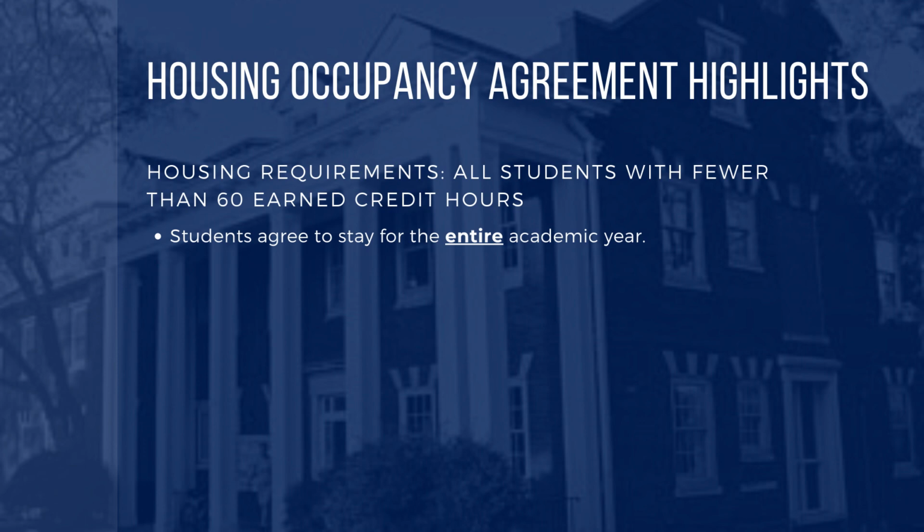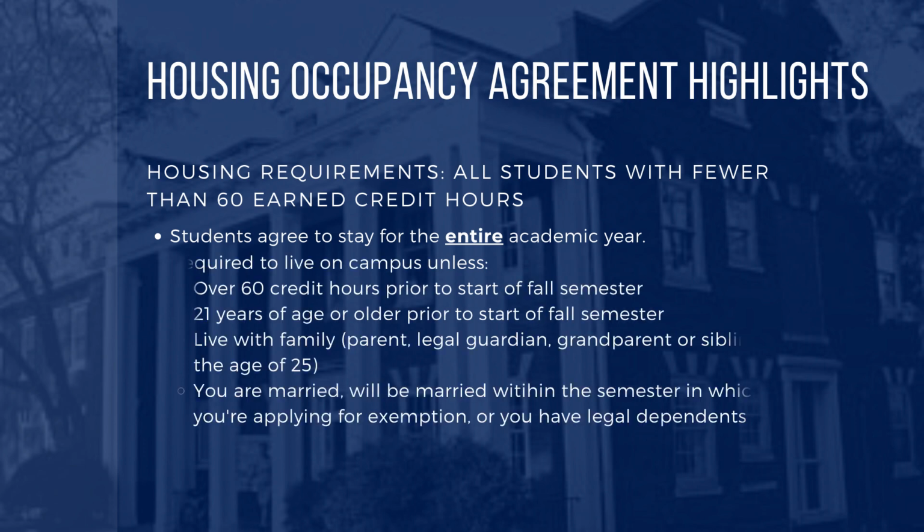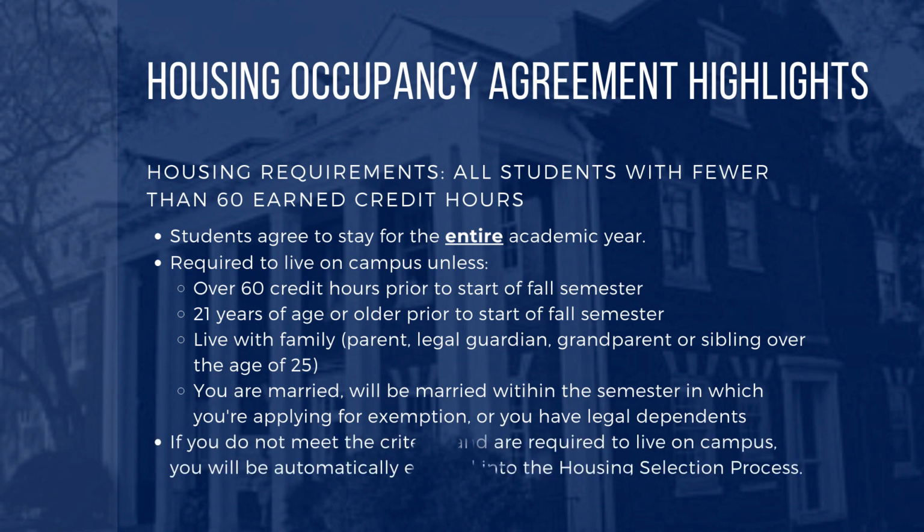Here are a few things to know regarding the Housing Occupancy Agreement. Students are required to live on campus unless you have over 60 credit hours prior to the start of the fall semester, you will be 21 years or older prior to the start of the fall semester, you will be living with a parent, legal guardian, grandparent, or a sibling who is over the age of 25, or you are married or will be married within the semester for which you are applying for an exemption, or if you have legal dependents or children. If you do not meet the criteria listed, the university's residency requirement remains in effect.